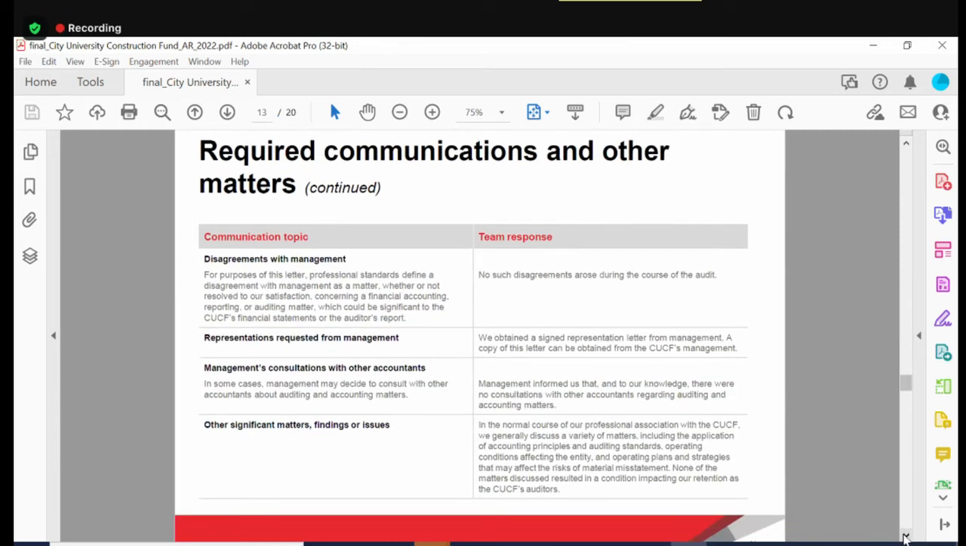We did not have any disagreements with management. Before we issued our opinion, we did obtain a signed representation letter from management. We're not aware of any consultations that took place with other accountants. And we did not have any findings to report to you, no issues. So fairly clean audit.